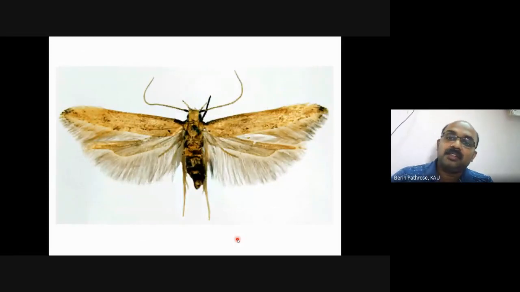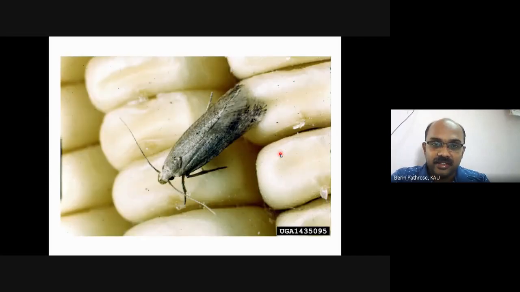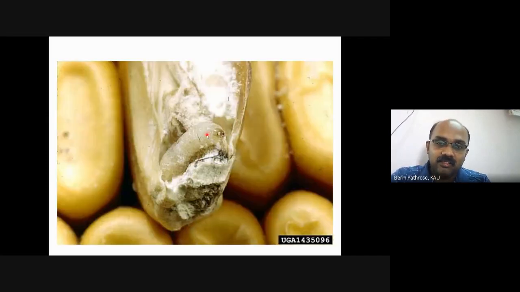So here that picture is entirely clear. You can see that hind wing with that finger-like projection. This is the adult. See the larvae, it is extremely small in size. It bores into the grain and the grains will be filled with excreta.